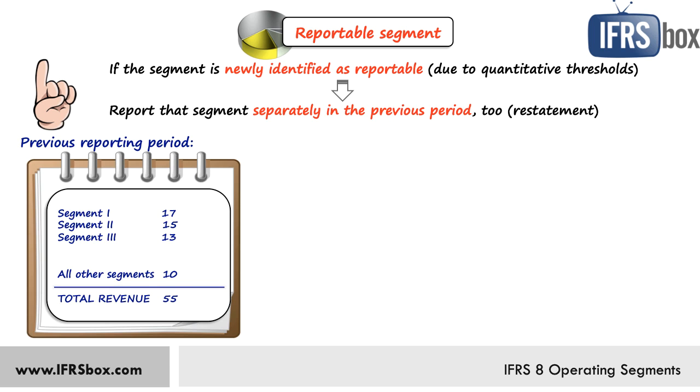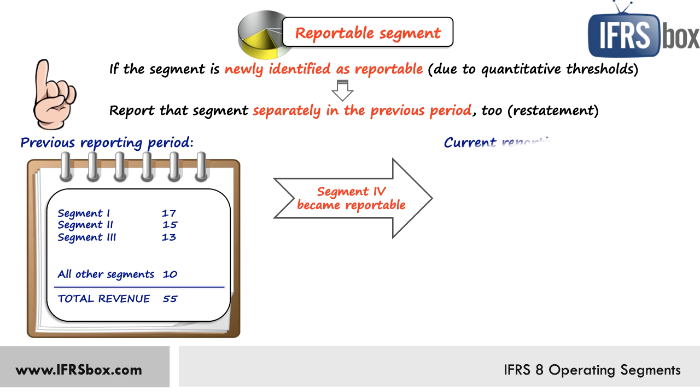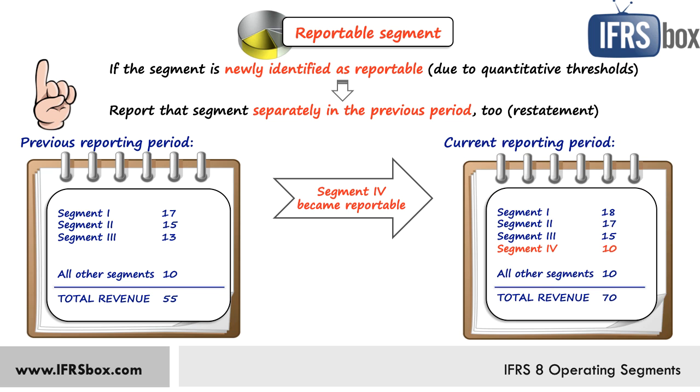In the previous reporting periods, 3 segments were reported separately, and all other activities were grouped under the heading all other segments. So total revenue was 55. We don't have the full profit or loss statement here, just the revenues. Now, in the current reporting period, managers tested quantitative thresholds again and found out that segment number 4 became reportable. So as you can see, in the current reporting period, 4 segments are reported separately and everything else is under all other segments. Total revenues are 70.